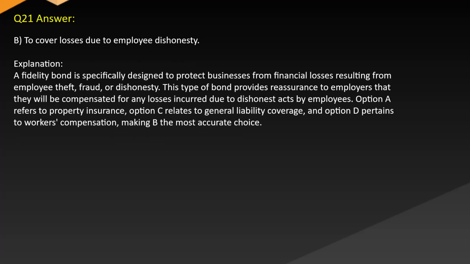Answer: B. To cover losses due to employee dishonesty. Explanation: a fidelity bond is specifically designed to protect businesses from financial losses resulting from employee theft, fraud, or dishonesty. This type of bond provides reassurance to employers that they will be compensated for any losses incurred due to dishonest acts by employees. Option A refers to property insurance. Option C relates to general liability coverage, and option D pertains to workers' compensation, making B the most accurate choice.